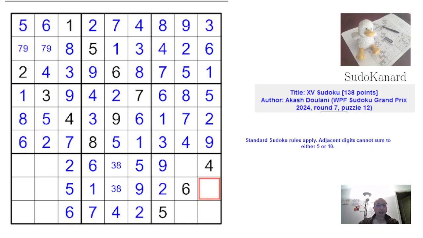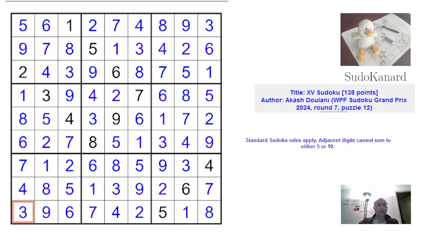Here I need 7 and 8. Here I need 1 and 3. 1 is not next to the 9. This is 8, this is 3. Now I need 1 and 7. It resolves that up there. Here I need 8 and 9. And this is 4. And this is 3.